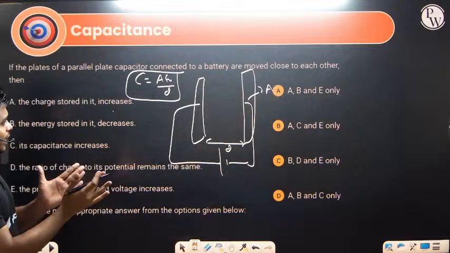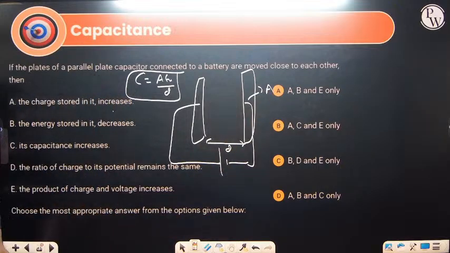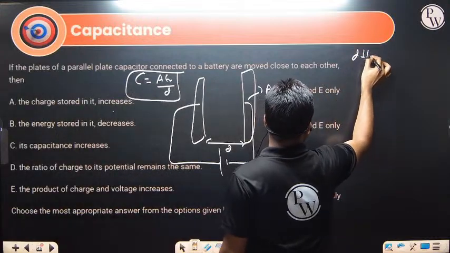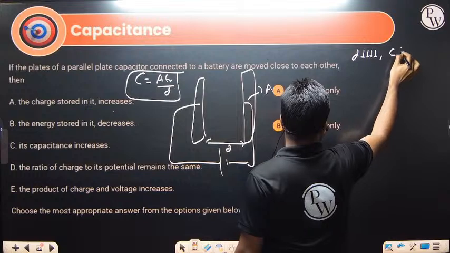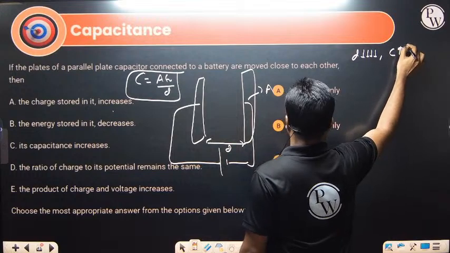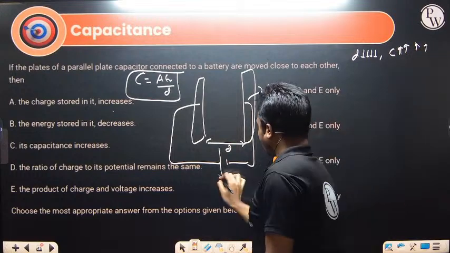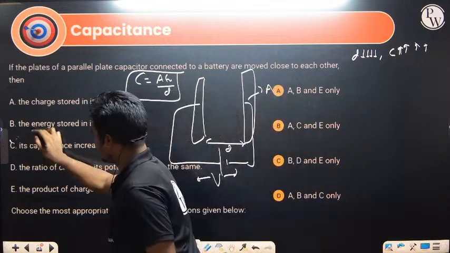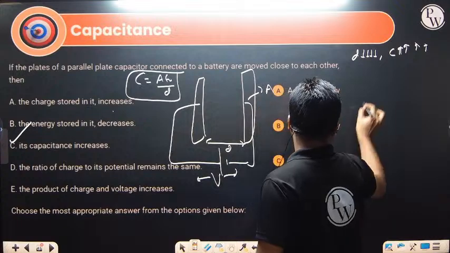So when they are moving close to each other, D is decreasing. So what happens? D decreases, so from the given formula, the capacitance value will increase, but the potential value will remain the same. Its capacitance increases, yes, C increases. Energy, and what is energy?